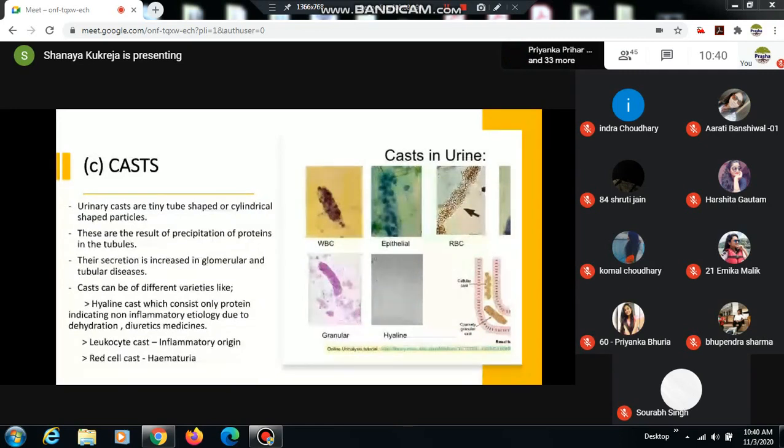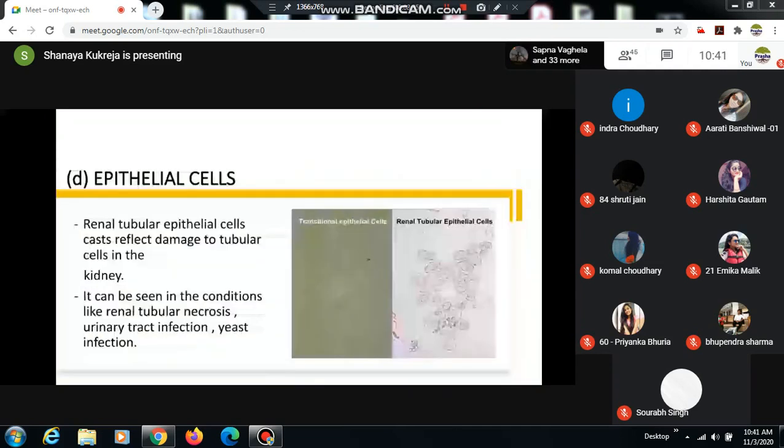First is hyaline cast, seen with dehydration and diuretic medicines. Leukocyte cast can be of inflammatory origin or necrosis of the tubules or the kidney. Red cell cast can be due to bleeding in the kidney or nephrons, or in the tubules of the nephrons.